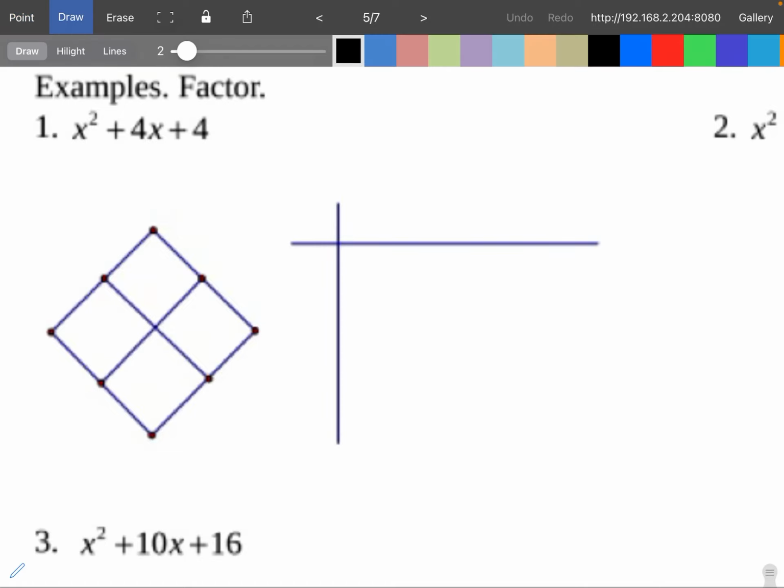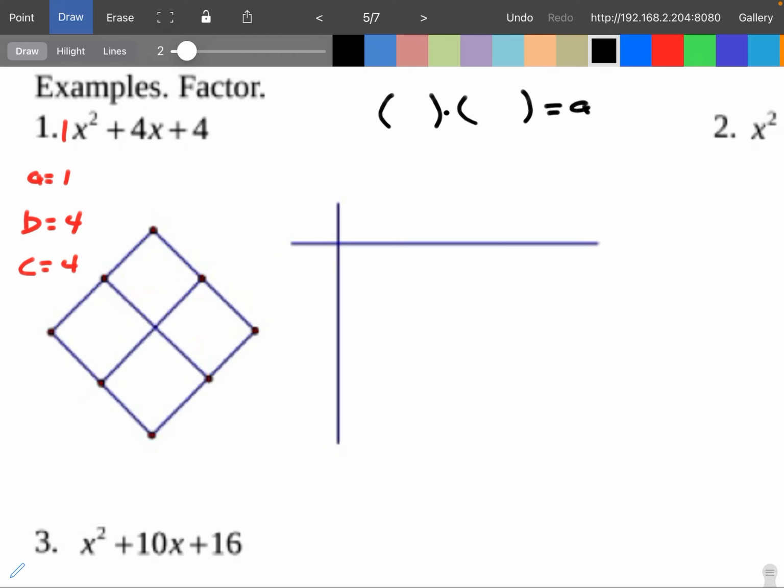Okay, so example 1. Again, this is just a special case of what we've already been doing. So on this one right here, what's A? Yeah, it's a 1, right? A is the number out in front of x squared, so that is a 1. So then on this one, we know A equals 1, B equals 4, C equals 4.